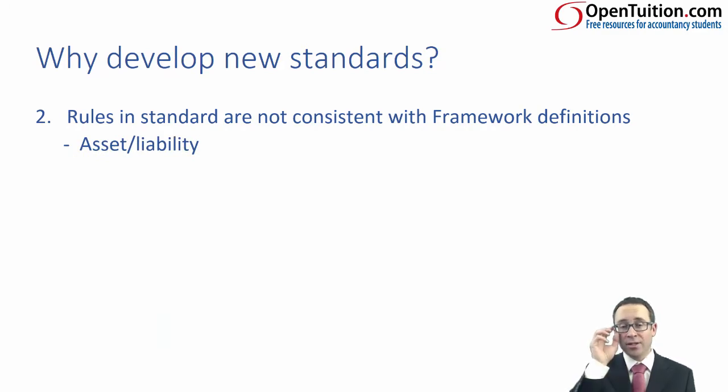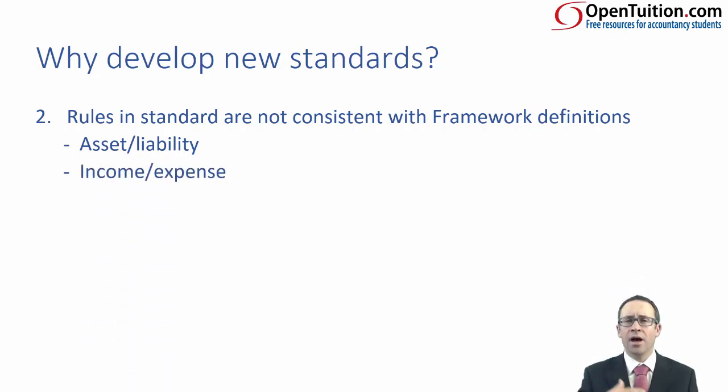So if we go back to the definitions, we're thinking about assets and liabilities. So an asset is a resource controlled by an entity, isn't it, as a result of a past event that gives an inflow of economic benefits. A liability, your present obligation as a result of a past event that gives you an outflow of economic benefits.